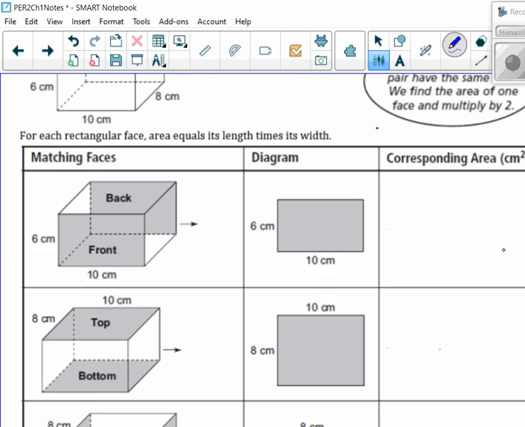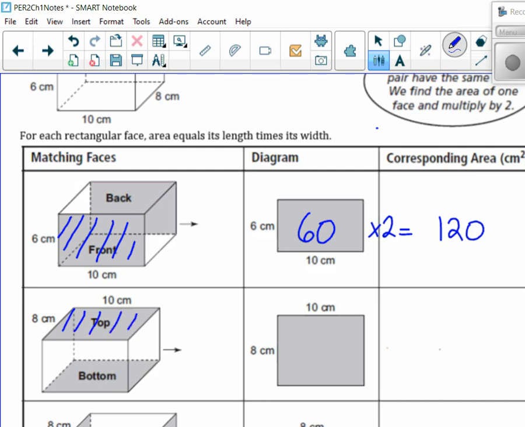So for instance, the front, you can see the front here visually is a 6 by 10, which is an area of 60. So because there's 2 of them, times it by 2, you get 120 square centimeters. The top is the same as the bottom, and you can see that it is an 8 by 10, which is 80. And again, because there's 2 sides, that would be a surface area of 160.